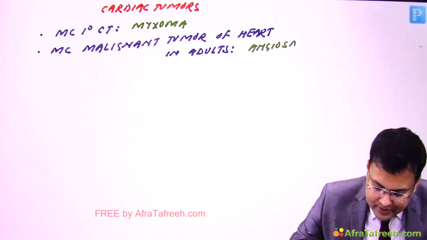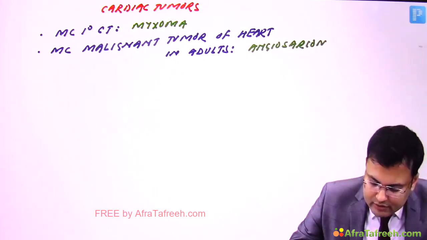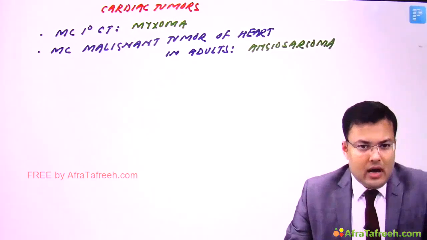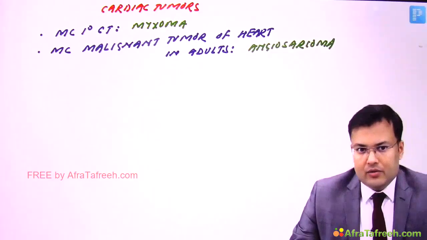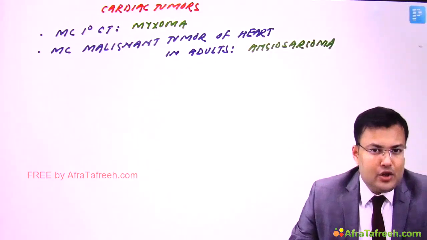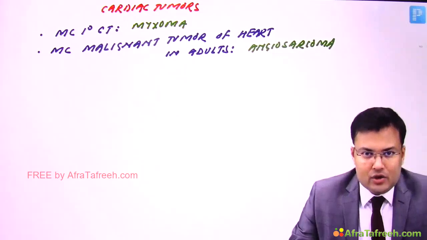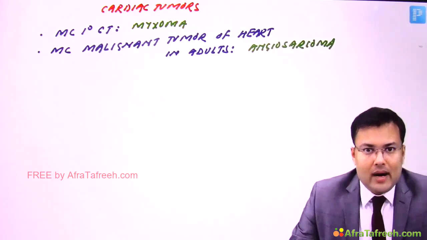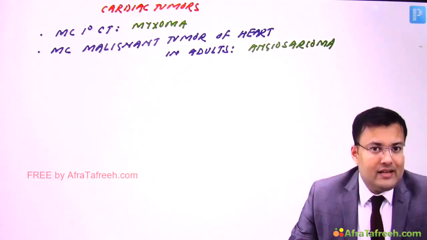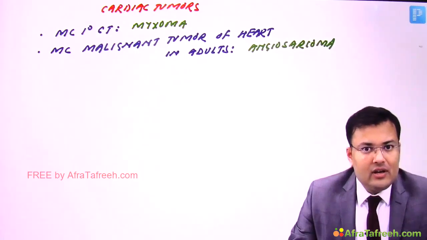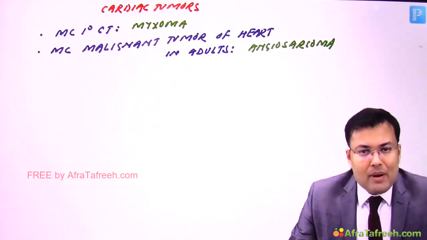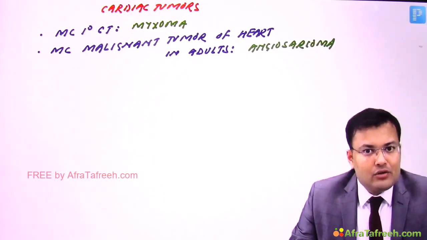Now see the questions related to tumors of heart in children. What is the most common benign tumor of heart in children? Benign tumor, and that is rhabdomyoma. And most common malignant tumor of heart in children? Make rhabdomyoma malignant. So this is rhabdomyosarcoma.